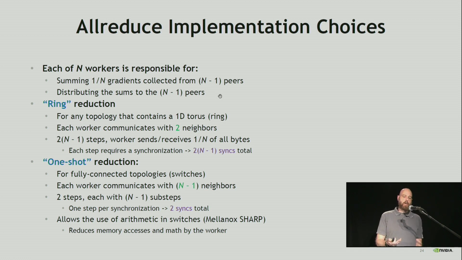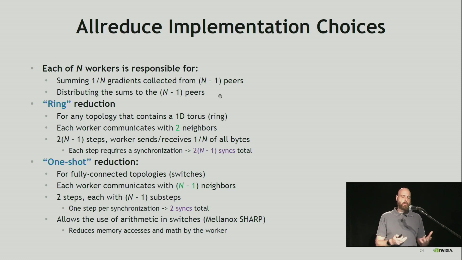So if we have n workers, the idea is that each worker is going to be responsible for summing up a fraction, 1/nth, of all the weight gradients. So it will receive them from n-1 peers in some number of steps, sum them up, and then it also has to take its sum, so its fraction of now full gradients, and distribute them to all the n-1 peers again. Quick look at a couple of algorithm implementation ideas.